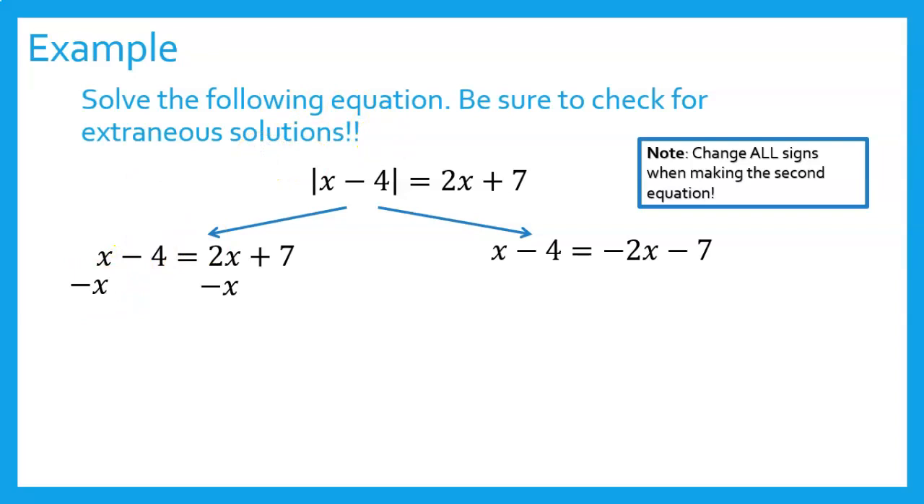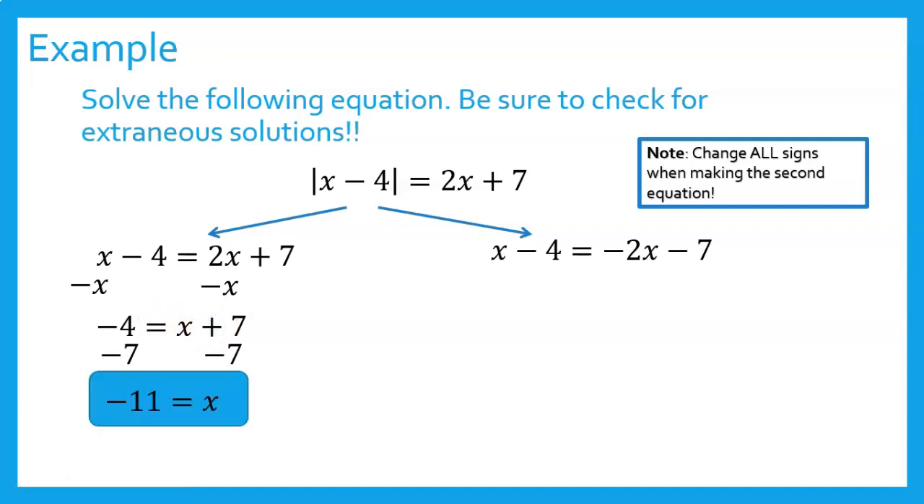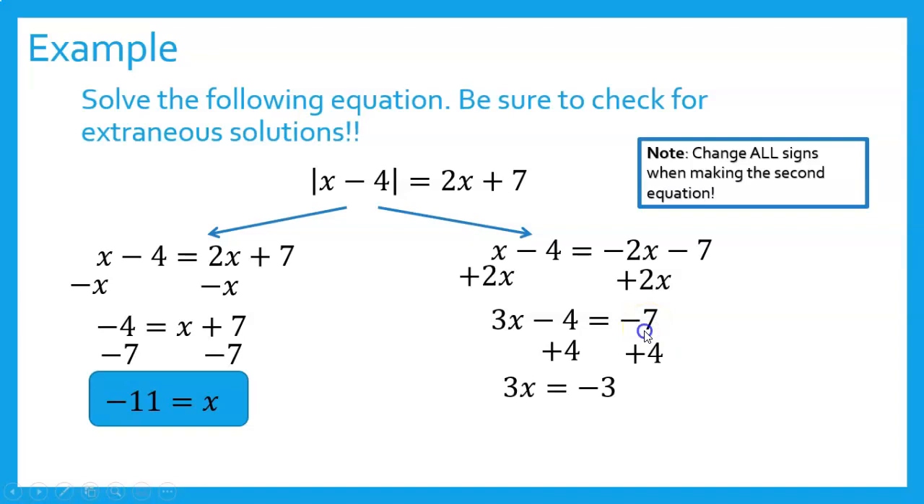So solving the first one, I need to get all my variables to one side, so I decided to subtract x. When I did that, I got -4 equals x plus 7. Then I need to solve for x, so I subtract 7. And my first solution is x is -11. Solving the second one, again, I'm going to get all variables to one side. For this one, I added 2x to both sides. That left me with 3x minus 4 equals -7. Then I add 4 to both sides. And when I do that, I get 3x equals -3. Solve that, divide by 3. And I end up with my second solution, which is x equals -1.